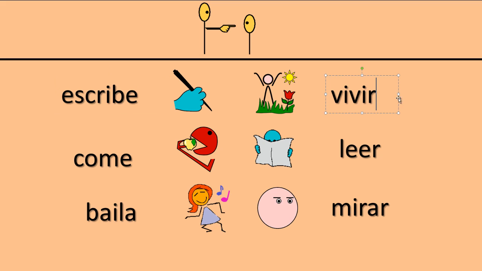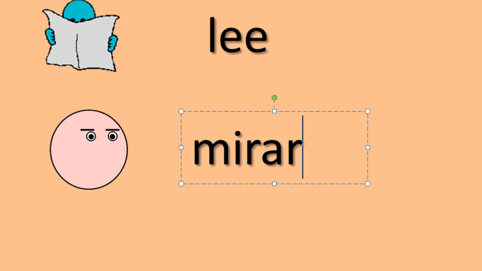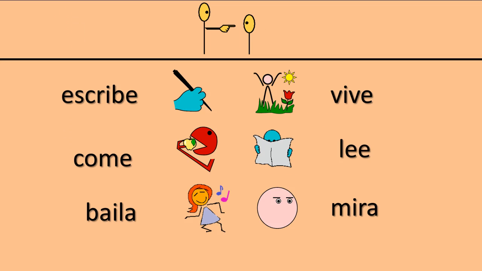Now, we're going to do the same with ER-IRs, just like we just now did. And so what do we do here? Vive. Live. Live it up. Vívelo. So what do we do with leer? E. Whether it's ER or IR, we use e. And finally, we have mirar. Mira. All of these are mandatos.